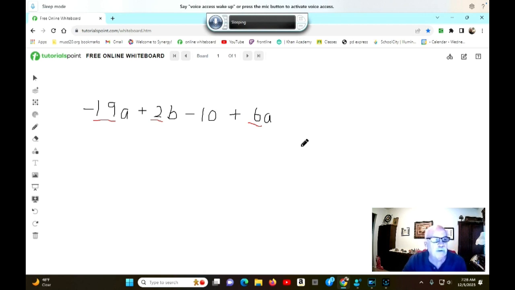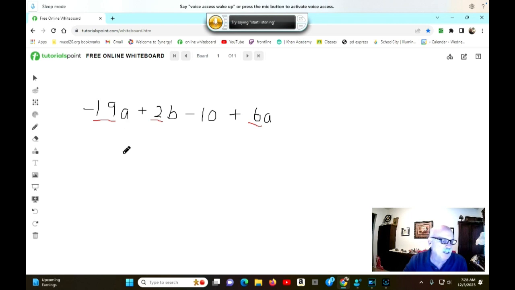Now when we talk about combining like terms, is 19a like 2b? No. One's an A, one's a B. If A was to equal something and B was to equal something different, we don't know what that something different is until it's input, until somebody gives us that information. This could be pounds, it could be dollars, it could be time.